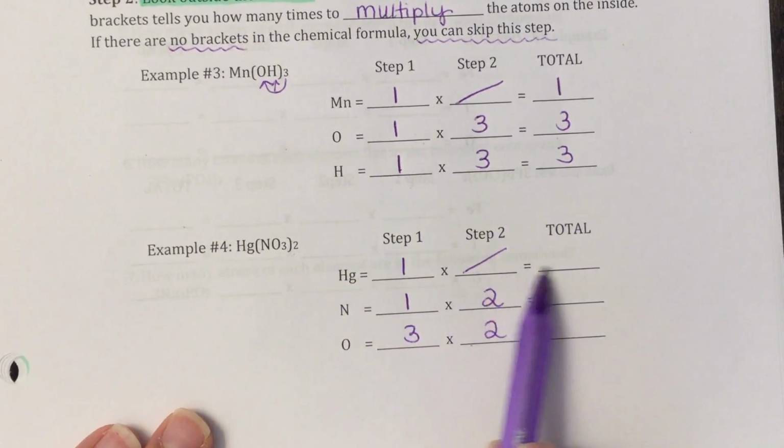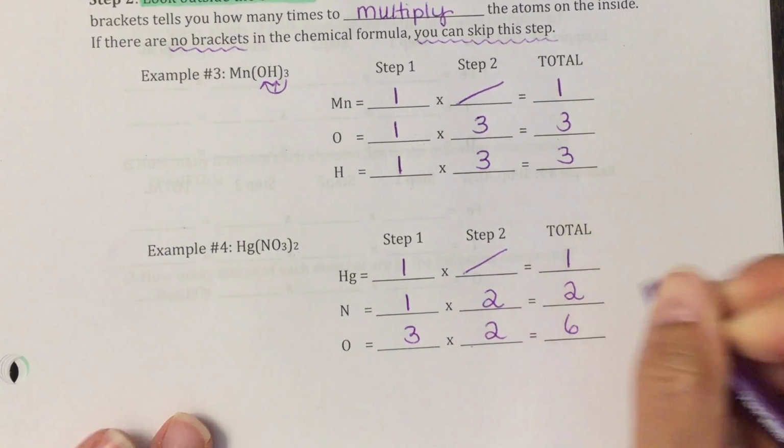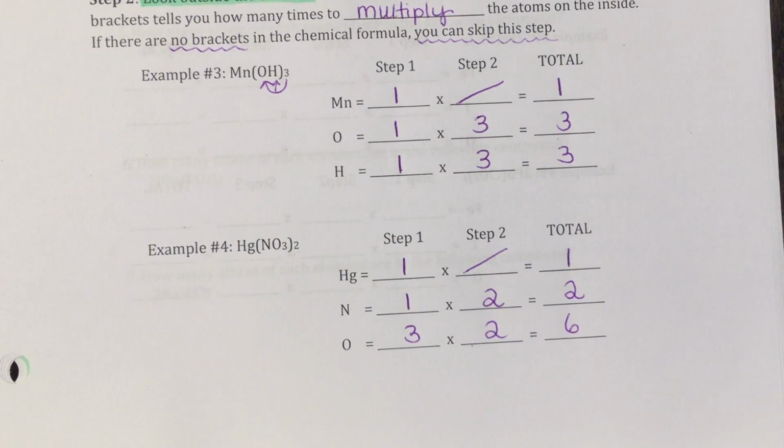Now multiply across. What do you get? 1, 2, and 6. Okay, turn the page.